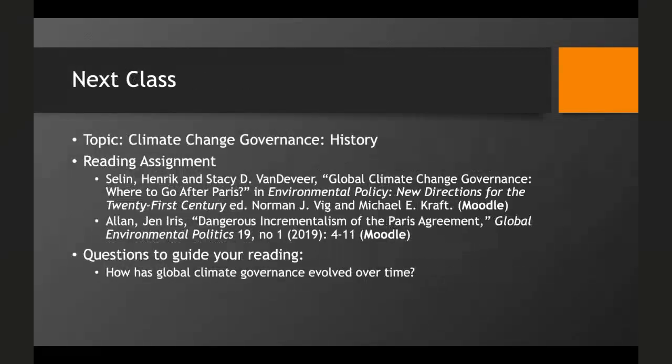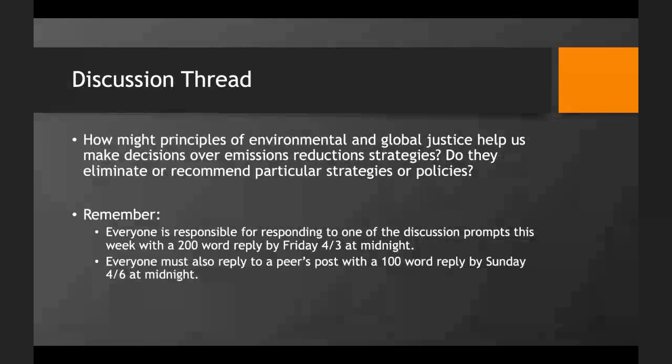So, next class, we're going to move from the micro policy level and talk about global climate governance, reviewing a little bit of the history of the United Nations Framework Convention on Climate Change, as well as the prospects for the Paris Climate Accords, focusing on this evolution over time. And in your discussion thread for this class, how might principles of environmental and global justice help us make decisions over emissions reduction strategies? That is, how might the theories that we've been talking about help us choose between these different strategies that we've surveyed today? Do they eliminate or recommend particular strategies or policies?